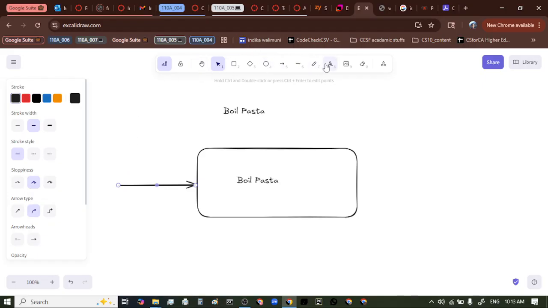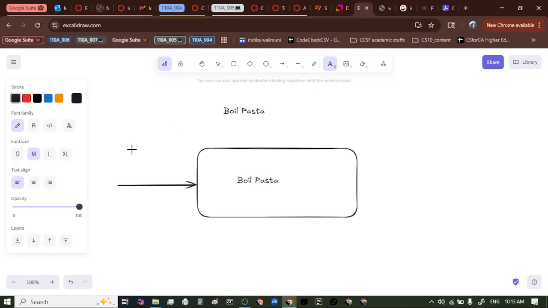So I'm gonna write it like this. Inputs. One is dry pasta. Two, water. And three, salt. Okay. All right. What's the output?